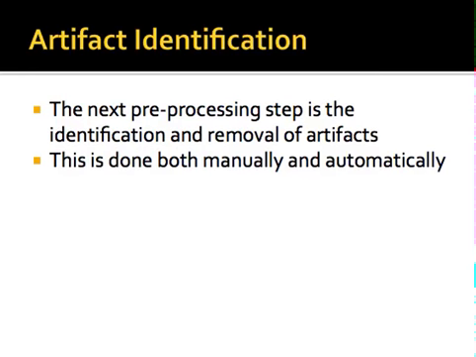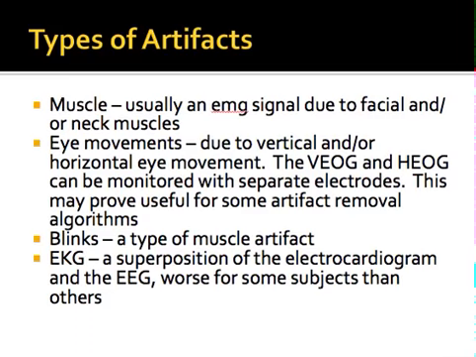Okay, so that was for getting rid of noise. Getting rid of artifacts is a different animal. When you have artifacts, there really are two steps. One is to identify the artifacts, and the other is to remove the artifacts. And both of these steps can be done either manually or automatically. So we'll talk a little bit about that.